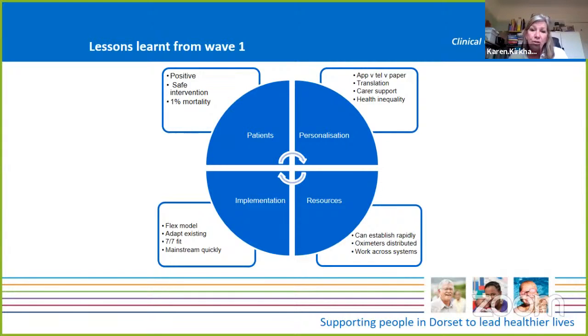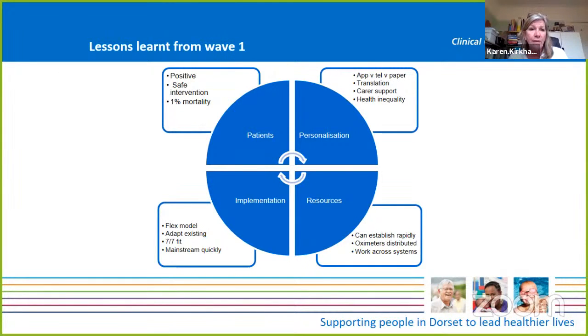And in terms of resources, you can establish this extremely rapidly, as many of us have done. Once the oximeters are distributed, they often get returned. We don't lose a lot in the system, and work across the systems to get what works best for your local area. And then finally, next slide, please.